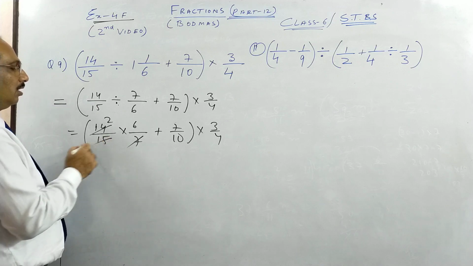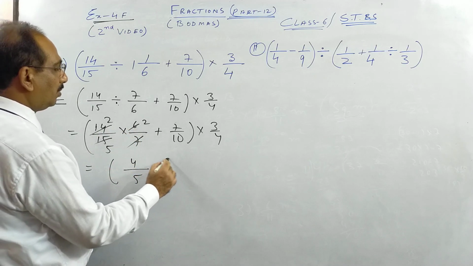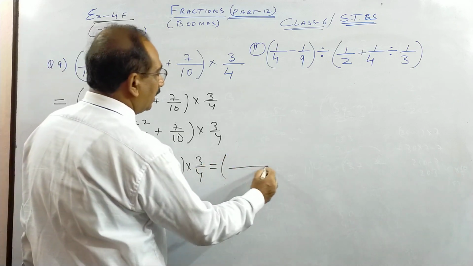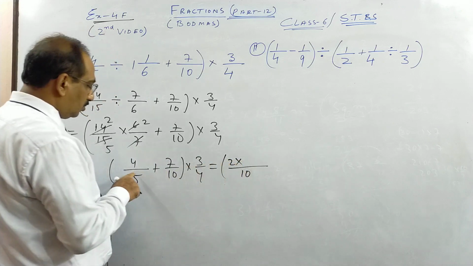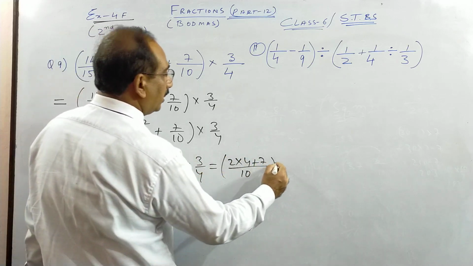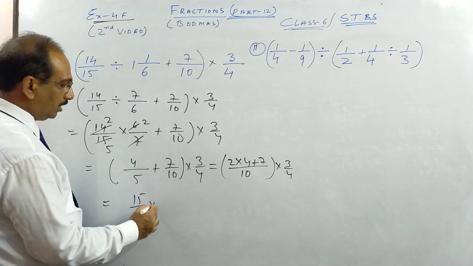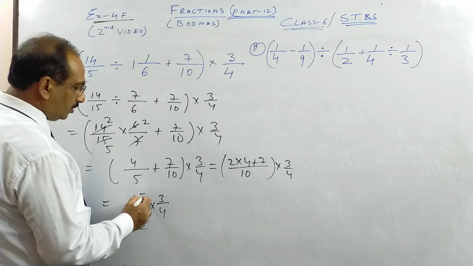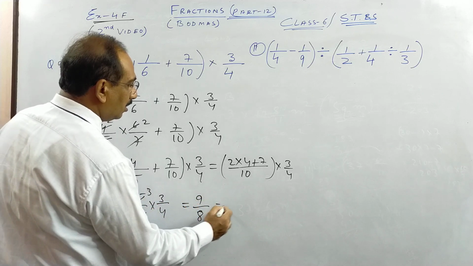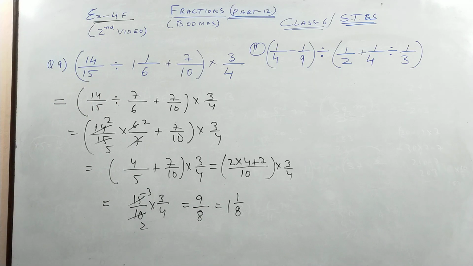So you see 7 2s are 14, 3 5s are 15, 3 2s are 6. We are left with 2 2s are 4 by 5 plus 7 by 10 into 3 by 4. Now if you take the LCM of 5 and 10, it is 10. 5 will go 2 times, so 4 will be multiplied with 2. 10 will go 1 time, so 1 into 7 is 7, into 3 by 4. So finally we get 8 plus 7, 15 by 10 into 3 by 4. 5 2s are 10, 5 3s are 15. So finally we get 3 3s are 9 by 4 2s are 8, 1 1 by 8, if you convert this improper fraction to a mixed fraction.